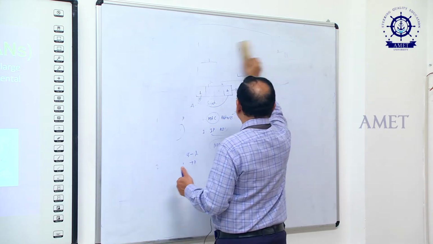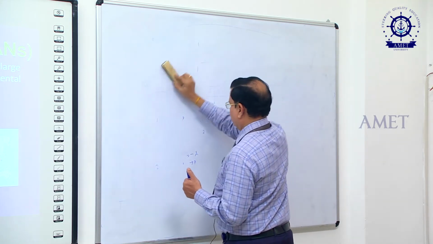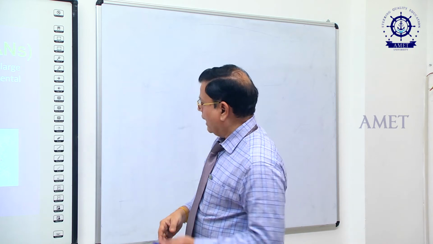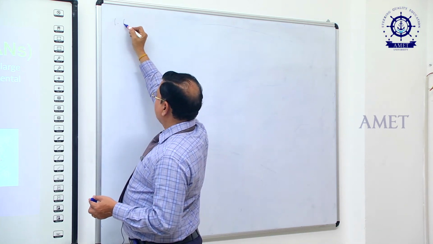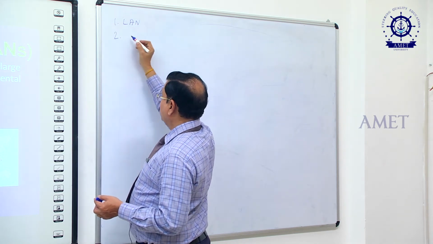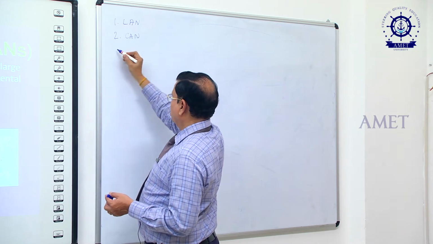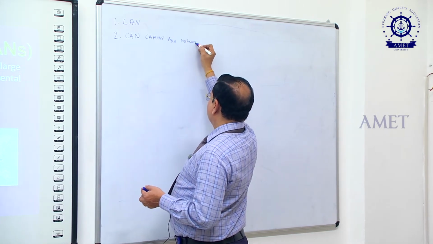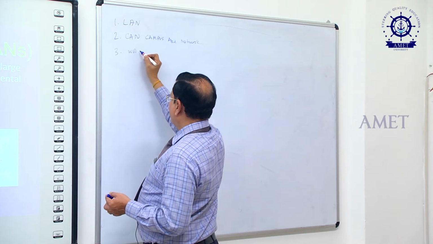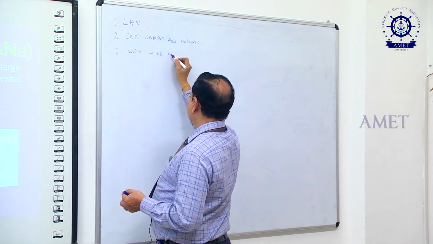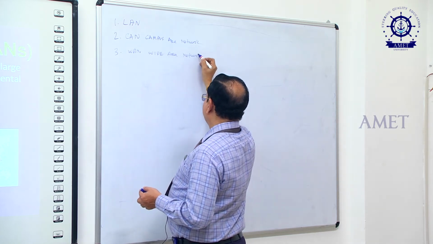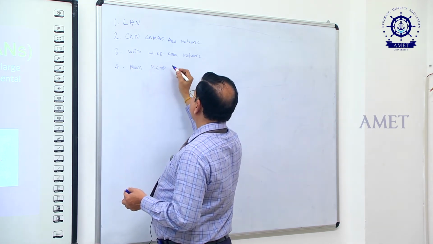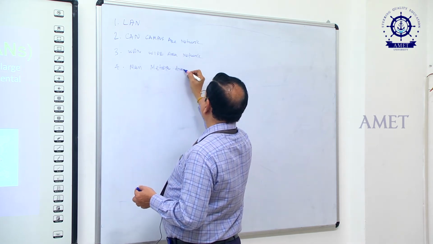Now, quickly we will learn the networks we have seen with the help of a small diagram. We are not going to draw all of LAN, WAN and others. We have already seen the LAN diagram. Now, we have to see what is a CAN, campus area network. Then we should see what is a wide area network, and the 4th one is MAN, metropolitan area network.